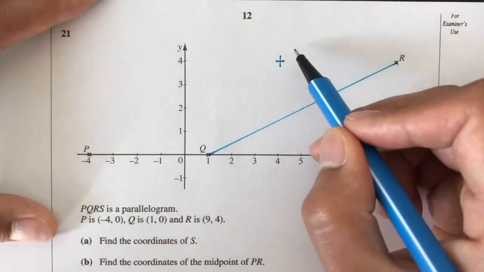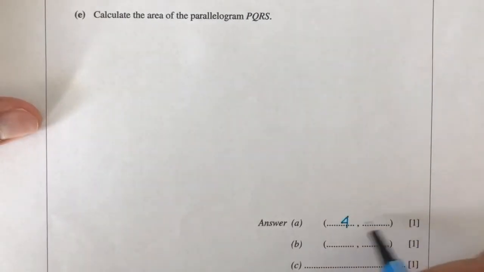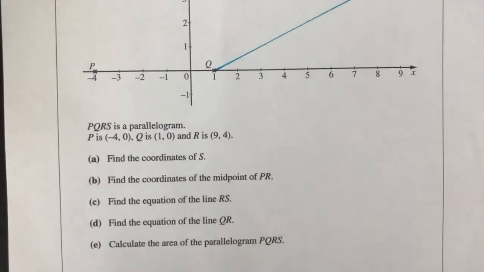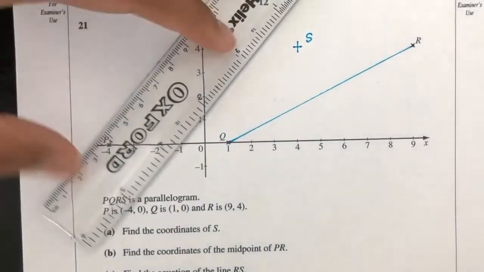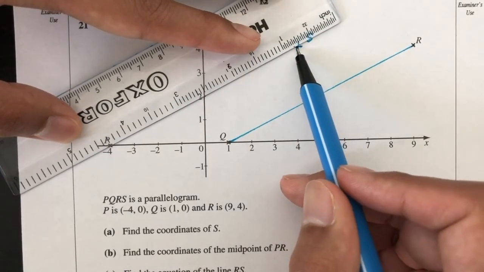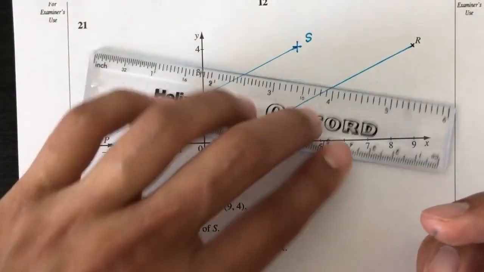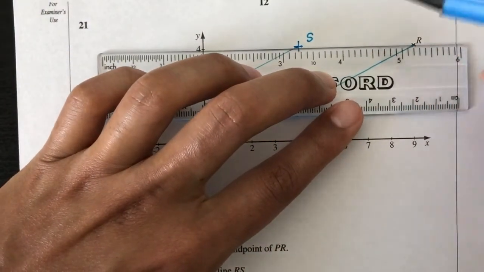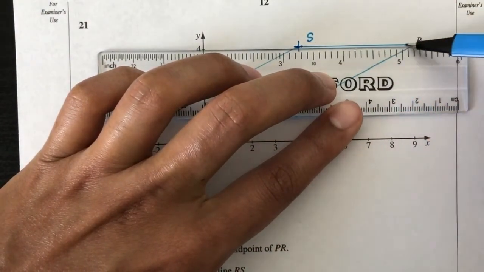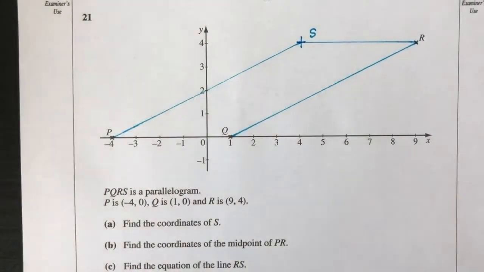So this point here will be your value of S, which is 4, 4. So we can join this to form the parallelogram. So we can have a picture, a diagram for this. So that's the shape. Okay, so that's our shape for PQRS.